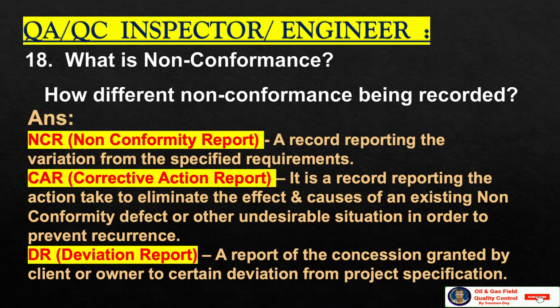What is a non-conformance? How are different non-conformances recorded? The first recorded form of non-conformance, and the most popular, is the NCR or non-conformity report. It is a record reporting the variation from the specified requirement. CAR, corrective action report. It is a record reporting the action to take to eliminate the effect and causes of an existing non-conformity, defect or other undesirable situation in order to prevent recurrence. DR is a deviation report, a report of the concession granted by the client or owner to contain deviation from the project specification.